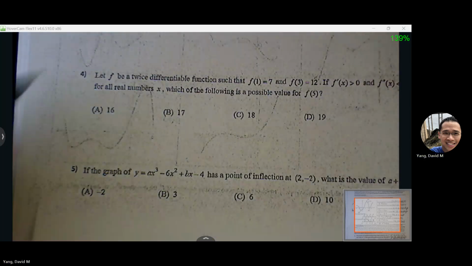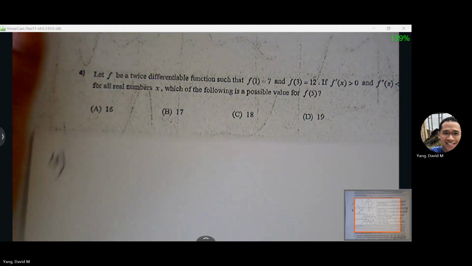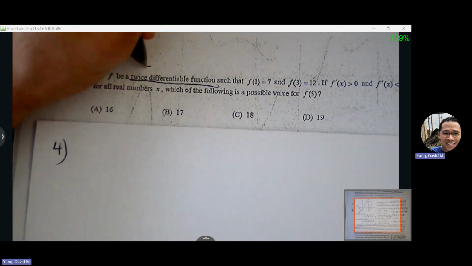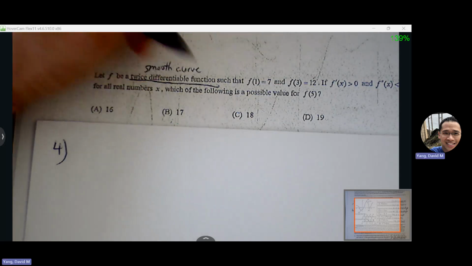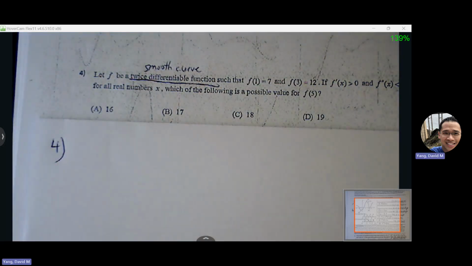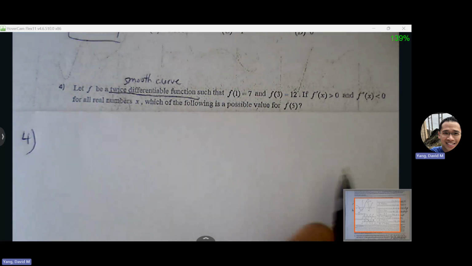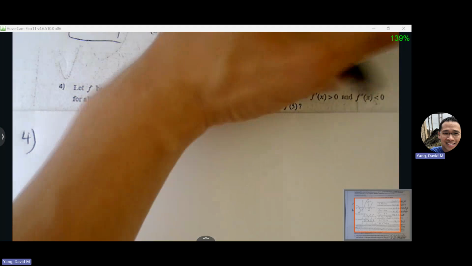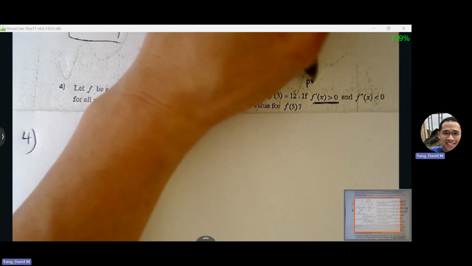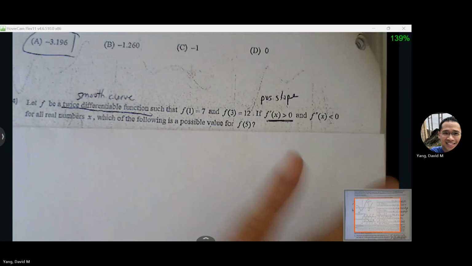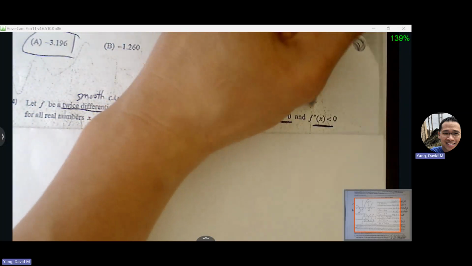Number 4. Let f be a twice differentiable function. That means it's a smooth curve. No sudden sharp turns, no holes, no asymptotes. f of 1 equals 7, f of 3 equals 12. If f prime of x is greater than 0, that means we're getting positive slope. And concave down.